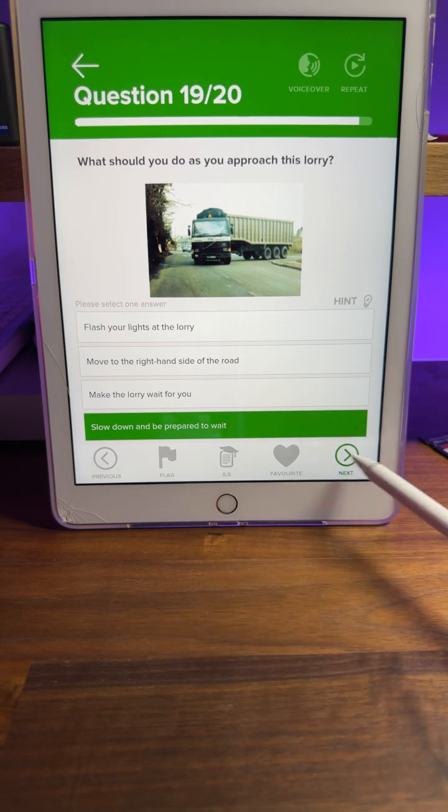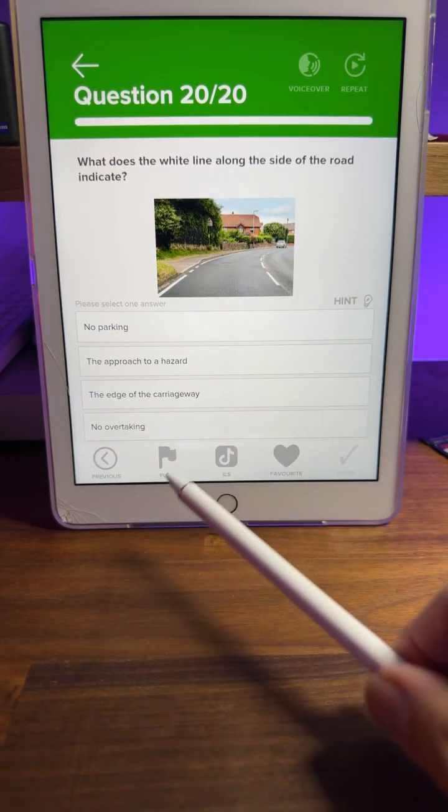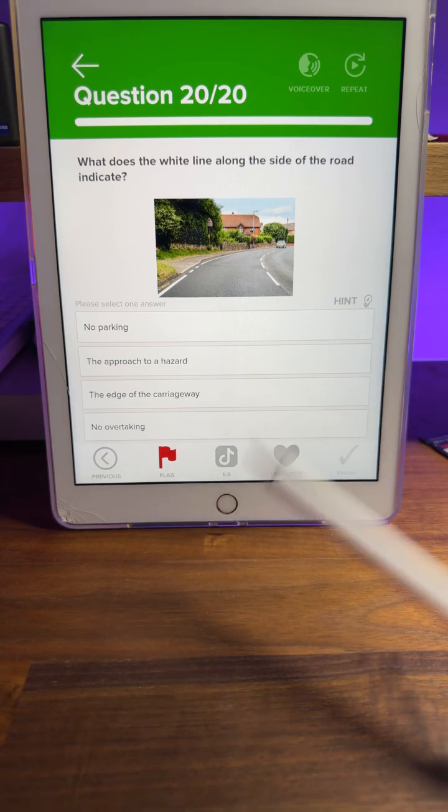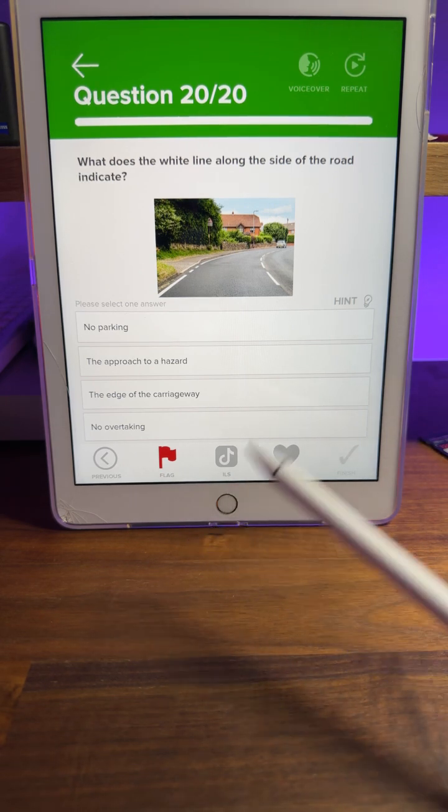Excellent. All right, guys, the last question, question number 20. We're going to flag this one so it doesn't come to the answer straight away. What does the white line along the side of the road indicate?